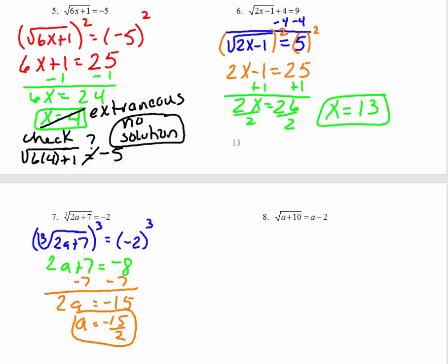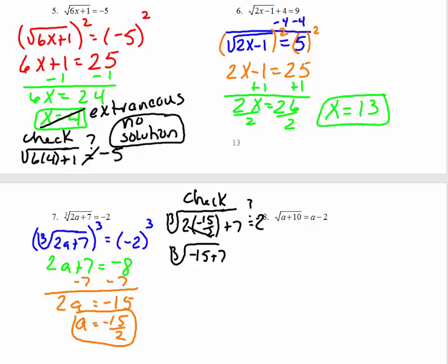Yes, we should be able to check fractions, so let's do the check stage of this one. So I'll check it right here. We get the cube root of 2 times negative 15 over 2, close the parentheses, plus 7 is supposed to equal negative 2. So let's see if it works out. The 2's can cancel, so we end up with the cube root of negative 15 plus 7. Well, negative 15 plus 7 is negative 8, so we get the cube root of negative 8, and the cube root of negative 8 is negative 2. So it does check.